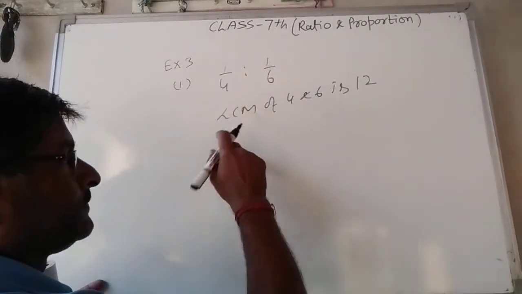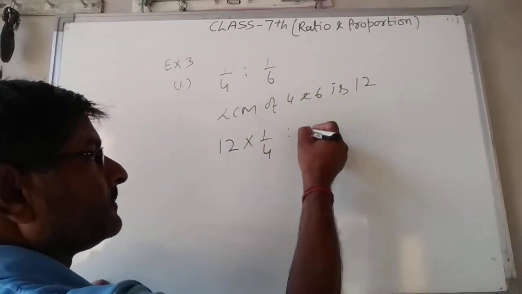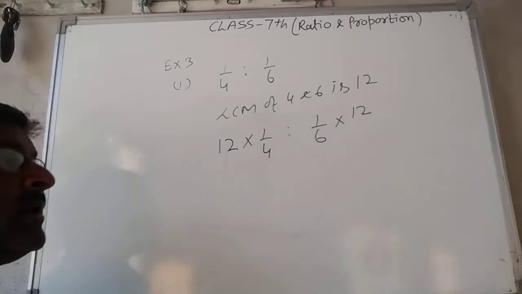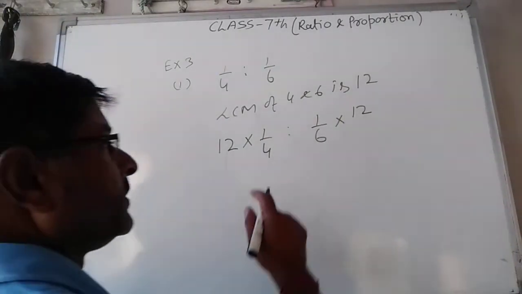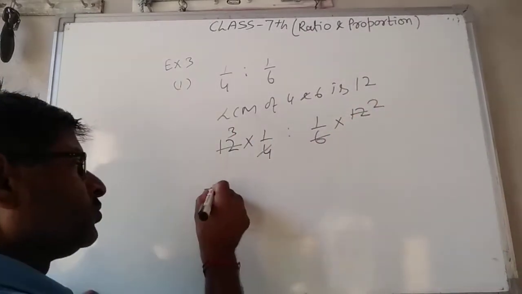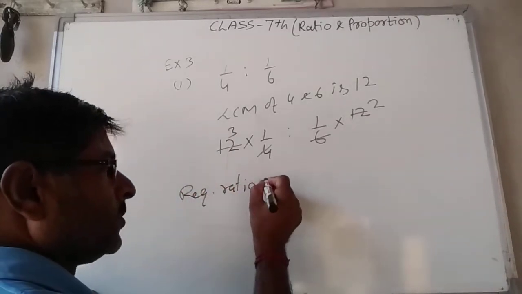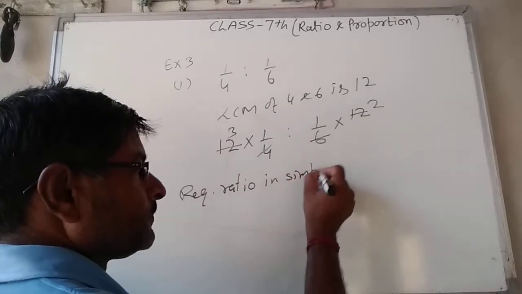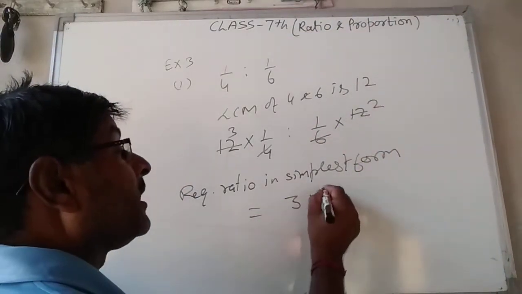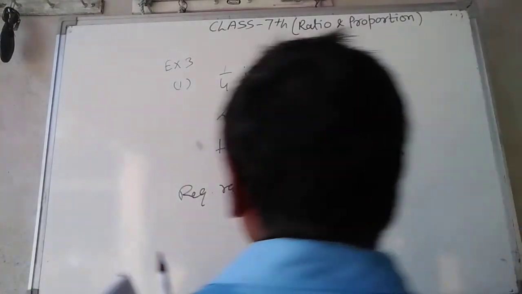Now you can multiply both the terms by their LCM. दोनों के LCM को हम उनके दोनों जो हमारे पास टर्म्स हैं, you can multiply each term by the LCM of the denominators. Now you can cancel: 4 3 जा, 6 2 जा. So the required ratio in simplest form, ये आपकी simplest form होगी. Simplest form means there will be no common factor after this. ये आपका आंसर होगा.